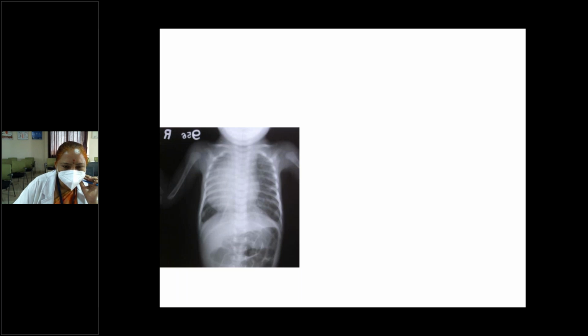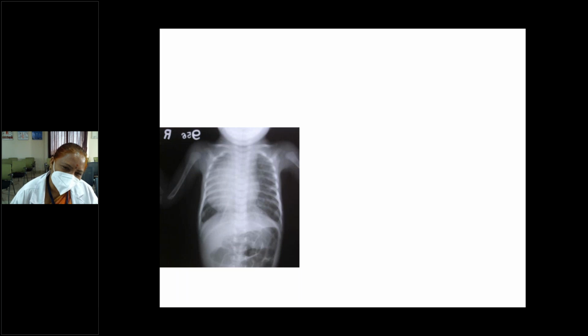Costophrenic angles are clearly visible. The cardiophrenic angles are clearly visible, but the heart seems to be dextro-rotated towards the right side. Good. This is a dextro-rotated heart. Is it dextrocardia or situs inversus? Ma'am, dextrocardia, because the liver shadow is clearly visible and the stomach bubble is also visible.